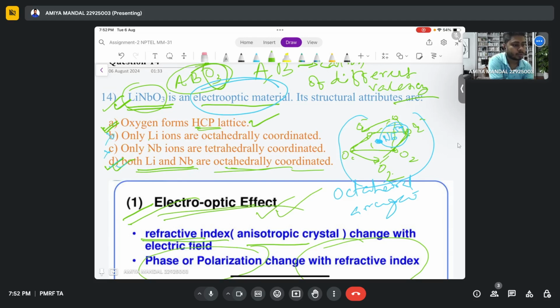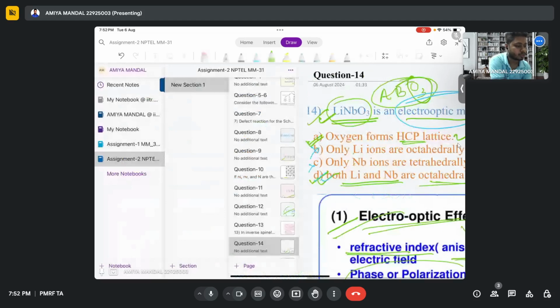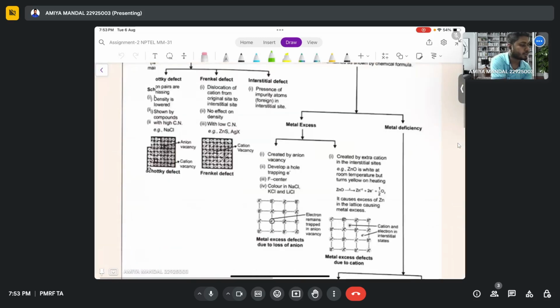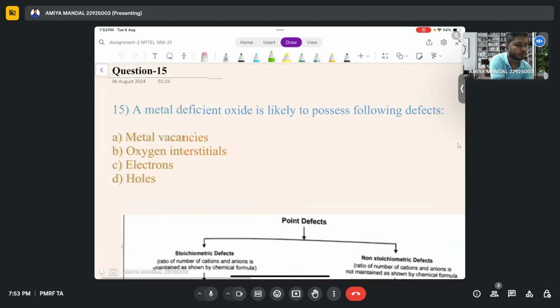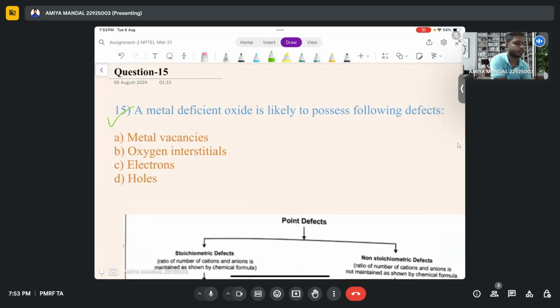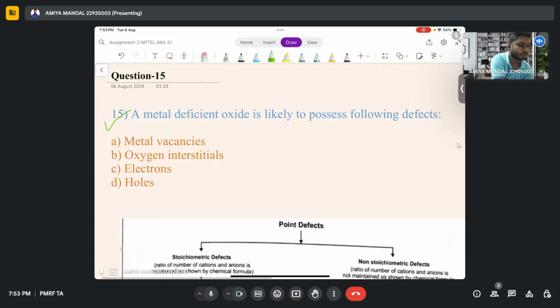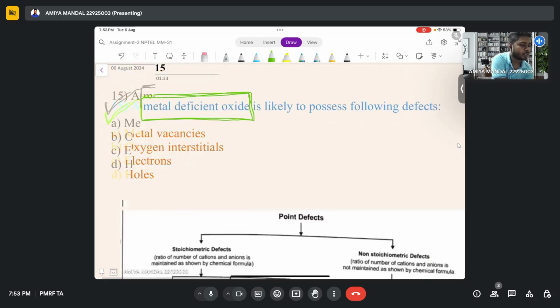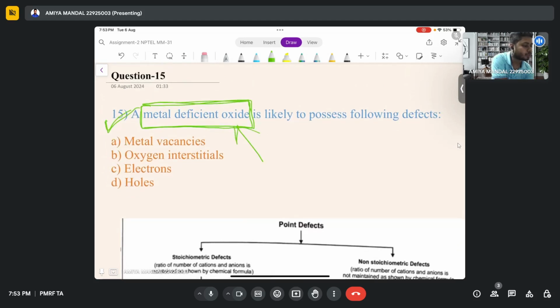So we have reached the last question, question number 15, and 14 questions have been done successfully. Now question 15: a metal deficient oxide is likely to possess the following defects. Metal deficient oxide, this is the term. So what is metal deficient oxide and what do they possess? This is a non-stoichiometric defect.